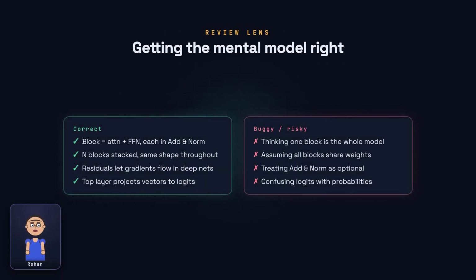Line up the right picture against the common mistakes. A block is attention plus feed forward, each wrapped in add and norm. You stack n of them, and the shape never changes. Residuals are what make depth trainable, and the top projects to logits, raw scores not yet probabilities. The buggy column is where beginners slip. One block is not the model. Blocks don't share weights, and normalization is not optional.